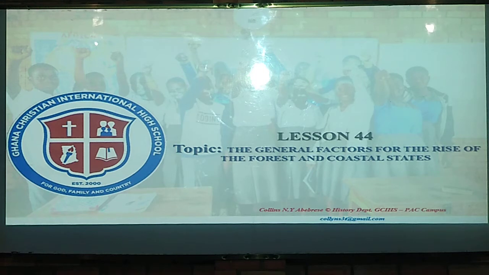And today we are still on the West African forest and coastal states as a follow-up or as a continuation of our previous lessons. Today we are looking at the general factors for the rise of the forest and coastal states. So the first one we looked at was their general characteristics. This one we are looking at the general factors that aided these forest and coastal states to rise, in the sense that to become empires, from a small state to become an empire.